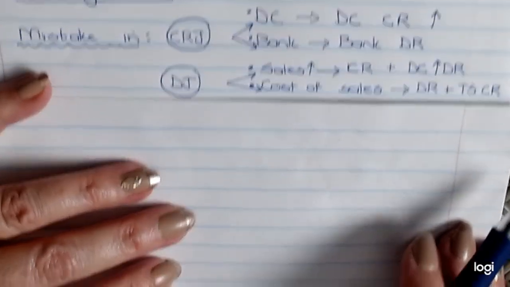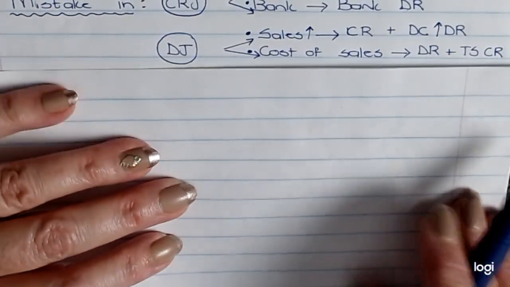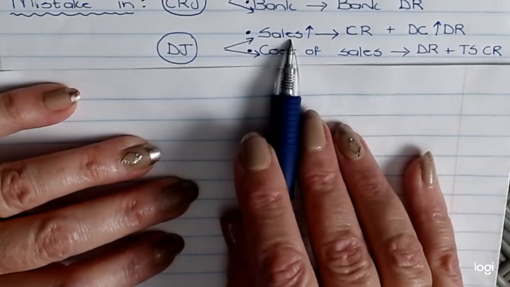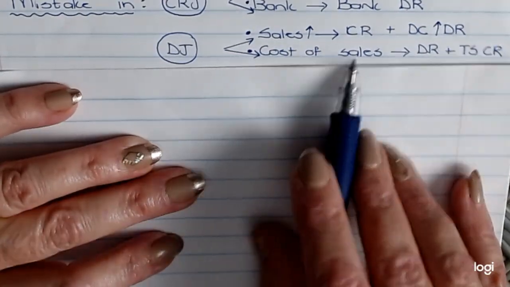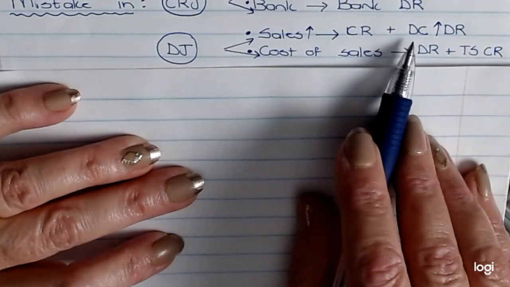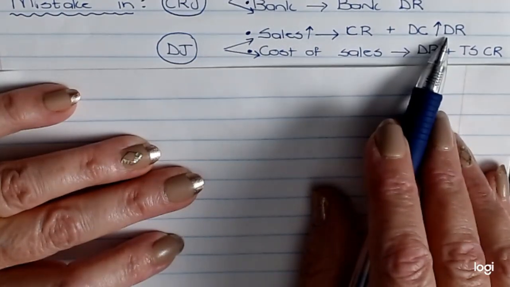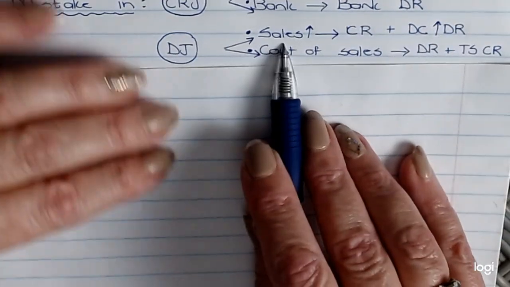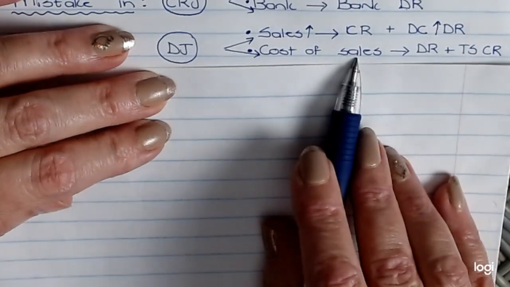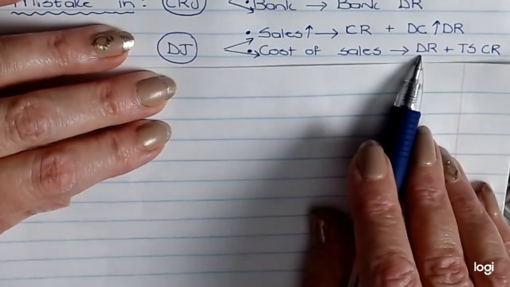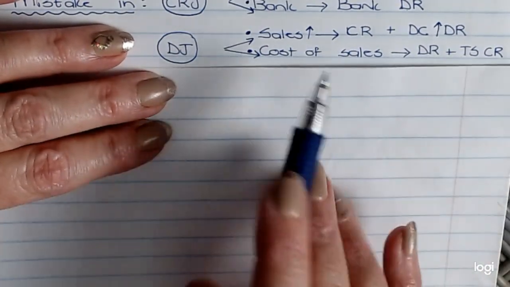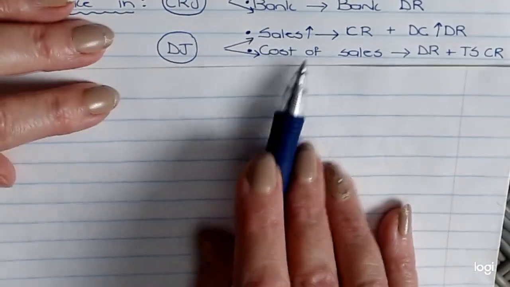If we look at the DJ, the debtors journal, we have many things, but we have two columns, the sales and the cost of sales column. The sales contra account is debtors control, and debtors control should have been debited if there was a sale, if it was a credit sale. And then the cost of sales would have been debited and the trading stock credited. That is what should have happened.